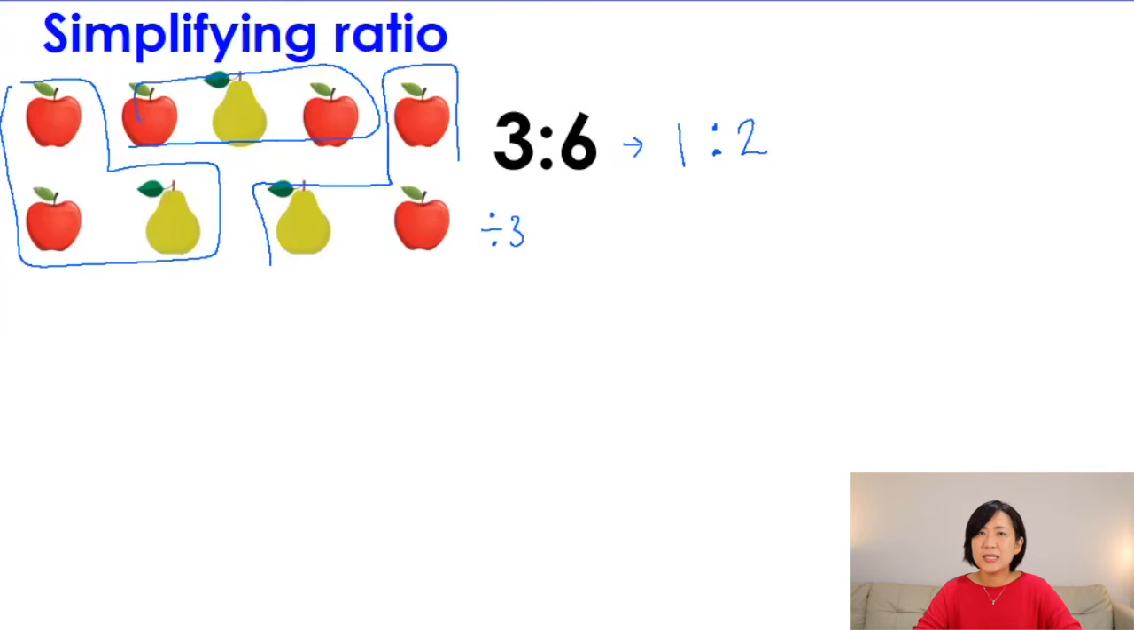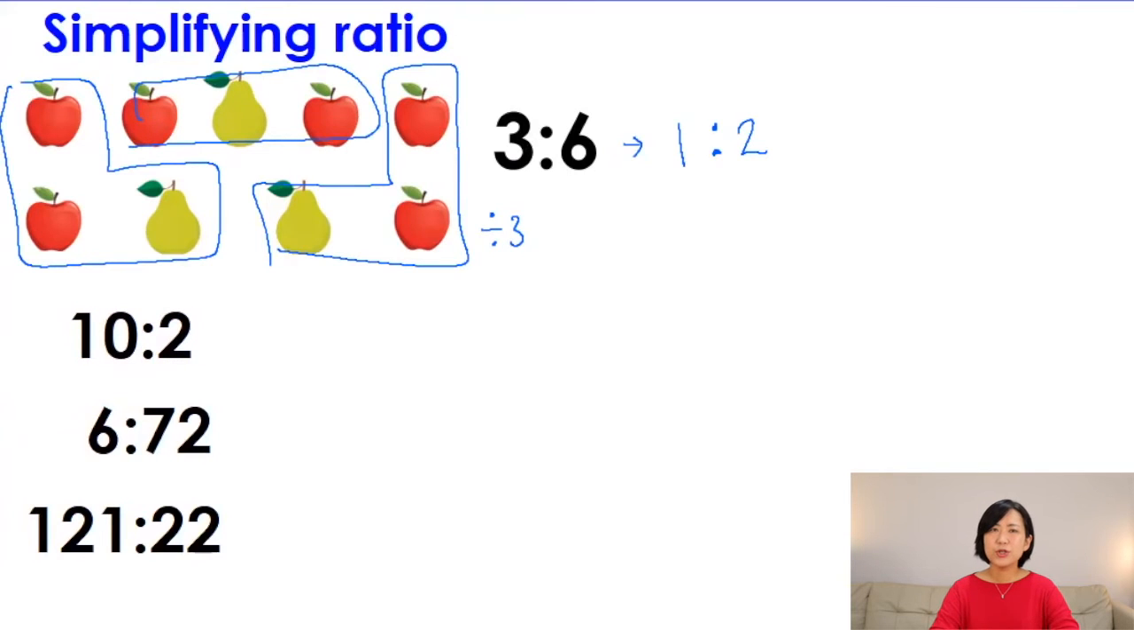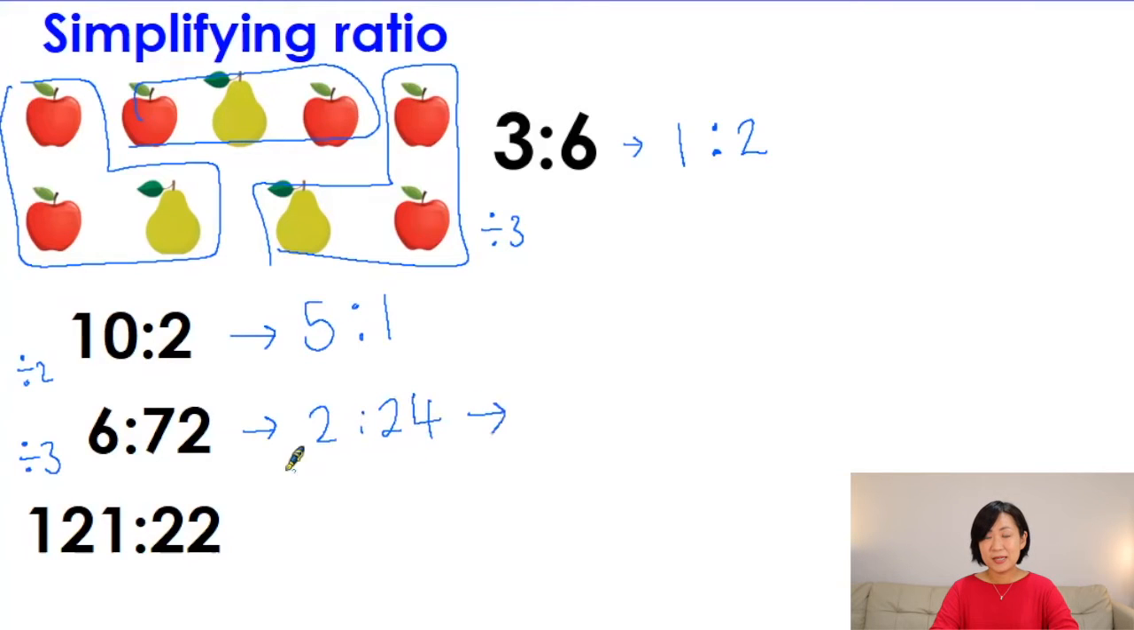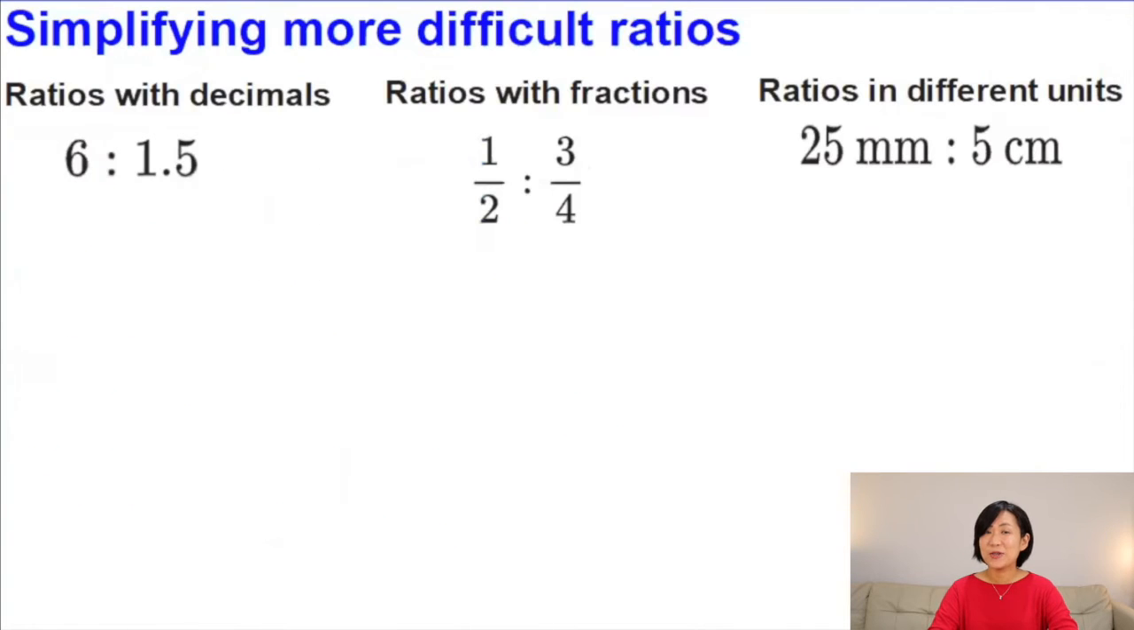Now let's practice simplifying ratios using different ratios. Now we've got 10 to 2. Think about the common factors. Let's divide by 2. Then we've got 5 to 1. Then 6 to 72. Let's begin with 3. Divide by 3, we've got 2 to 24. Then we can simplify again by 2, right? So 1 to 12. Then what times table can you think of? Great, it's the 11 times table, so we can divide both parts by 11. That is 11 to 2. So simplifying a ratio is very easy, like simplifying a fraction.